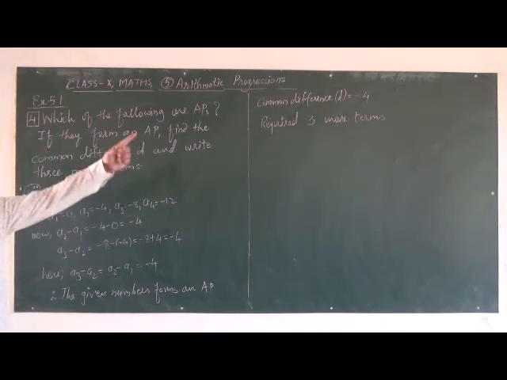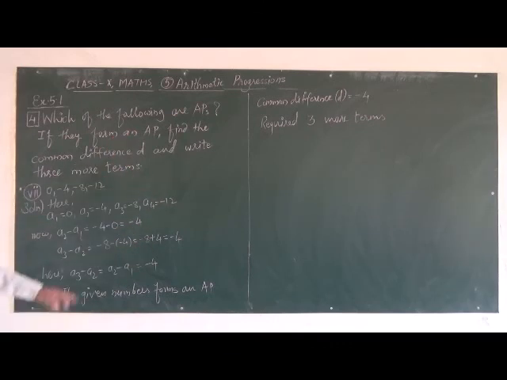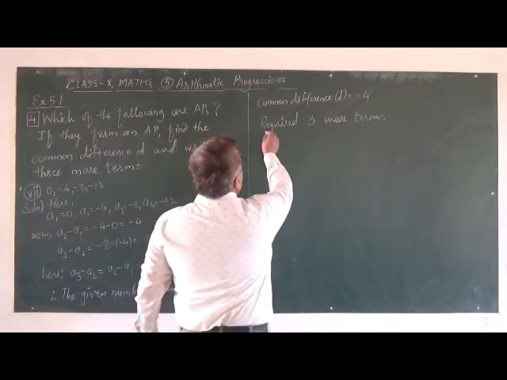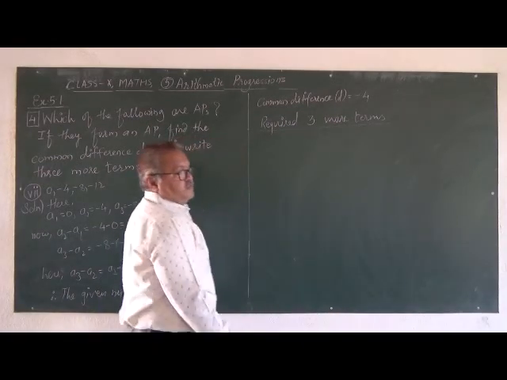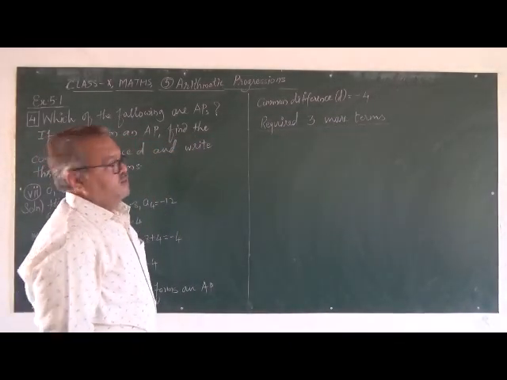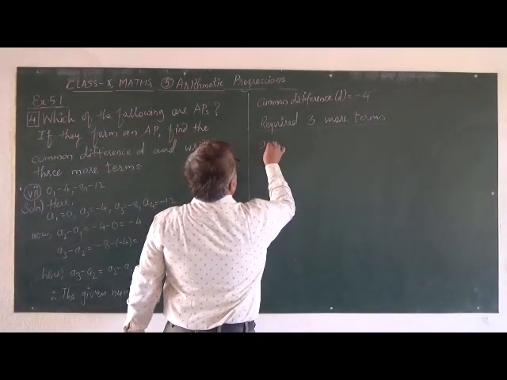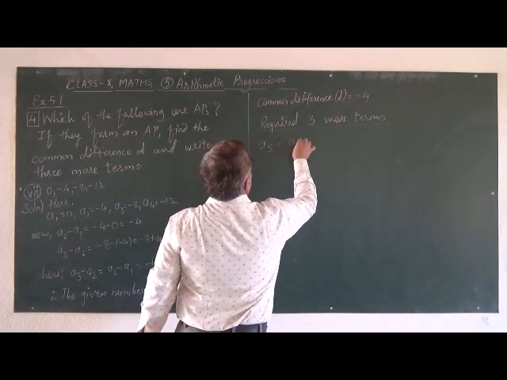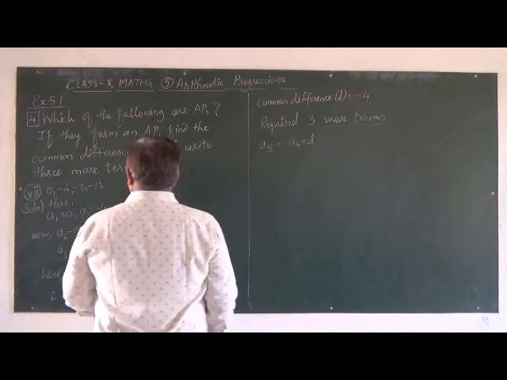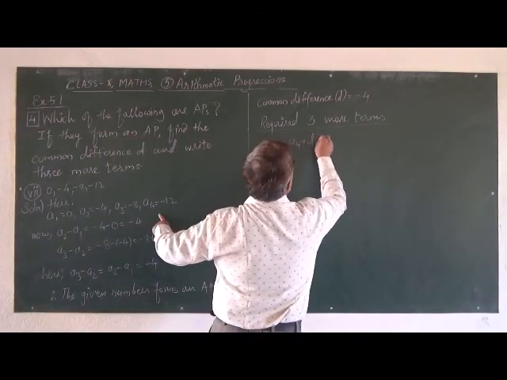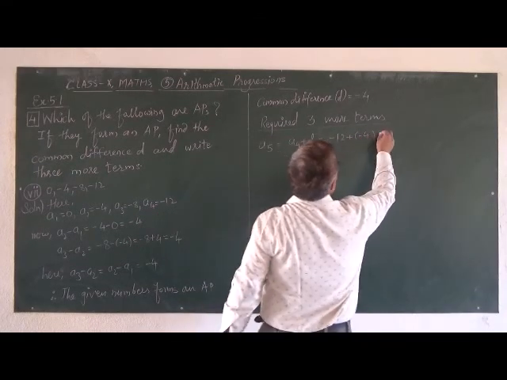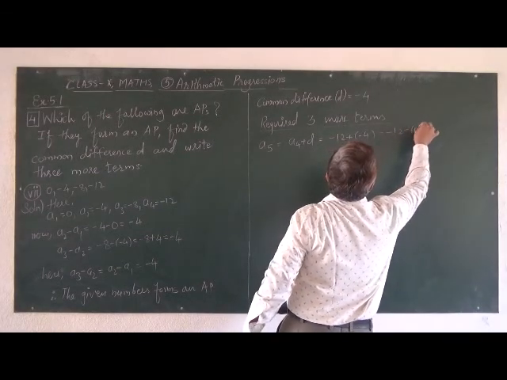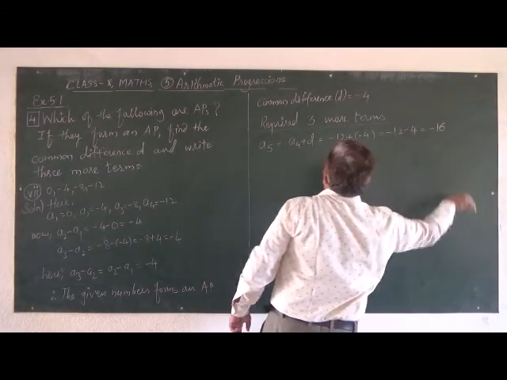What is the common difference? Common difference is minus 4. Now what we require? If it is an AP, write 3 more terms. So 4 terms are given to us. We will find the 5th term, 6th term, and 7th term. So A5, how will we calculate? A5 is A4 plus D. What is A4? A4 is minus 12. Minus 12 plus minus 4, so minus 12 minus 4, and that is minus 16.